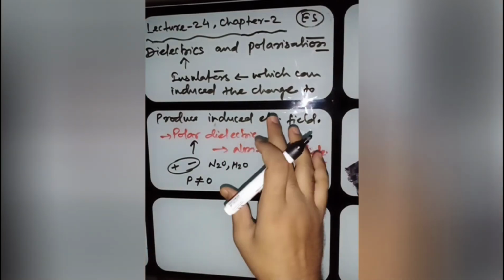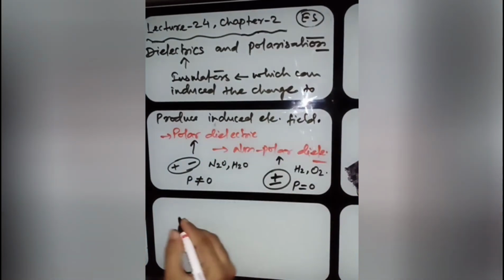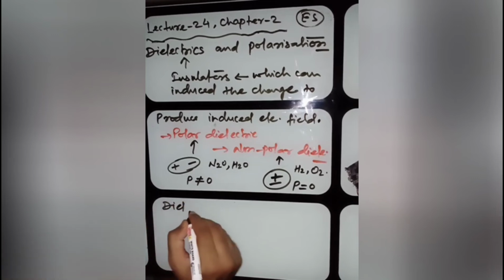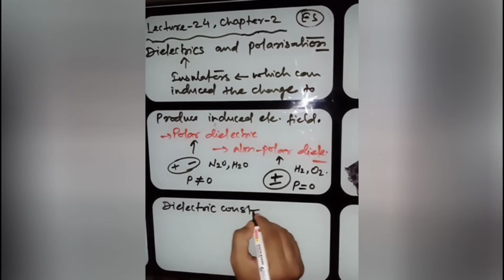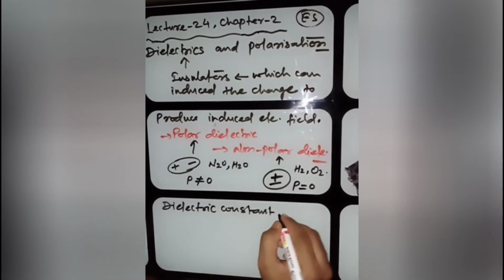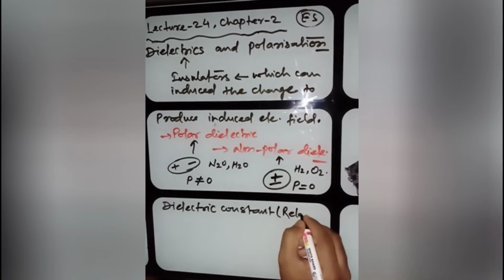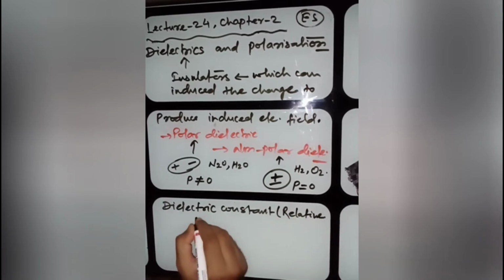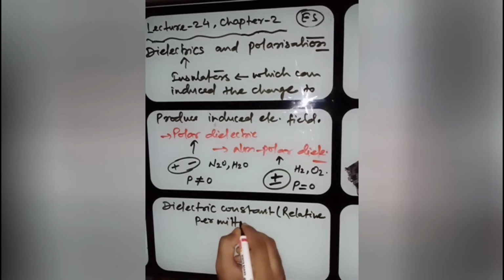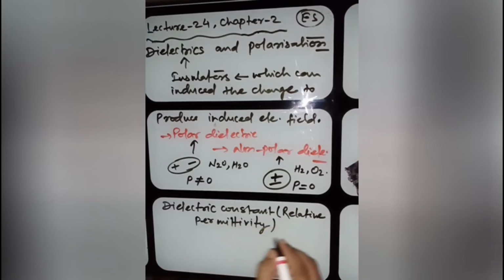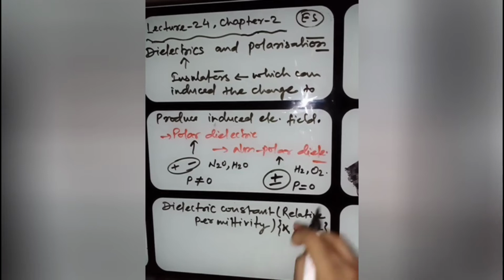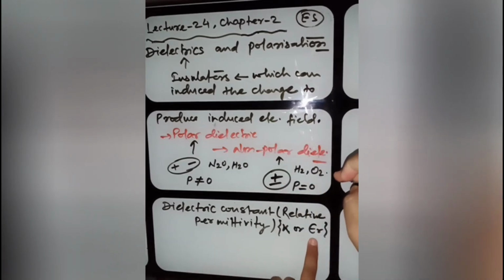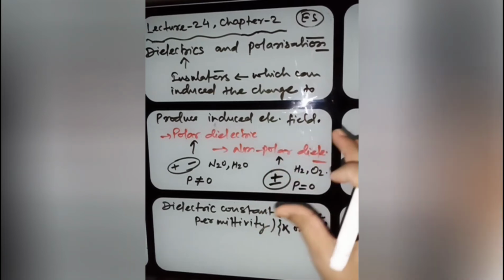Now, my dear students, the next topic we will study is the dielectric constant. This is very important. The dielectric constant is also called relative permittivity. It is represented by K or epsilon R.